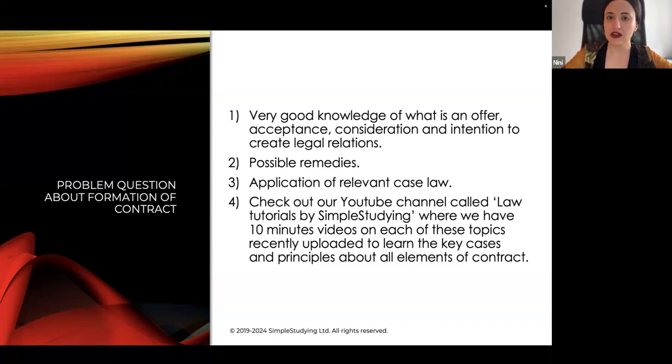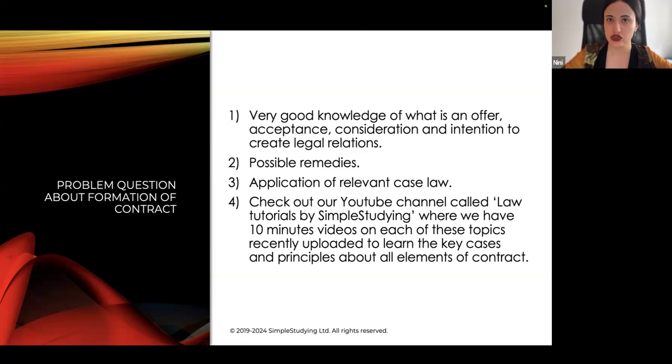Application of relevant case law: just knowing what is an offer, acceptance, consideration, intention to create legal relations, and knowing the case is not enough. This is actually a very common mistake that students make. They just write everything they know about the topic and all the cases they can think of without actually answering the question. And that's not good.